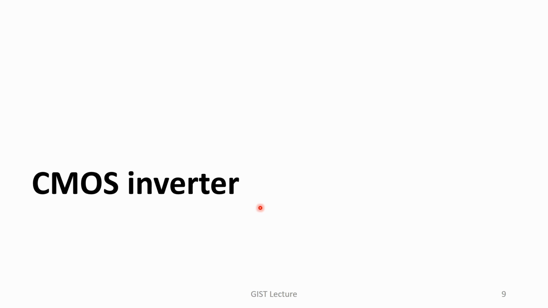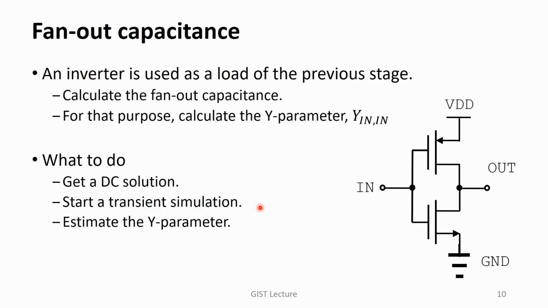Now, let's move to the CMOS inverter. Of course, in this example, we have two semiconductor devices. In this lecture, we calculate the fan-out capacitance. Since we consider a chain of inverters, an inverter is used as a load of the previous stage. The capacitance is estimated from the Y parameter.